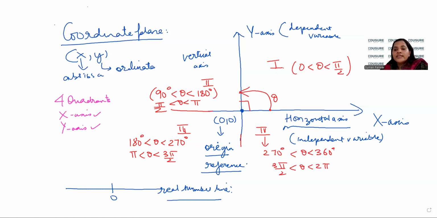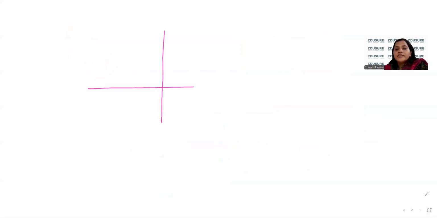So for example, we want to represent the point 2, 3 in the coordinate plane. So how are we going to represent it? This is my x-axis, this is my y-axis. I want to represent point 2, 3. This first point should be plotted on the x-axis. So suppose 2 is here. The second point, which is ordinate, should be plotted on the y-axis. Suppose it is here. So we look at where they intersect on the plane. So this is the point 2, 3 in the plane.